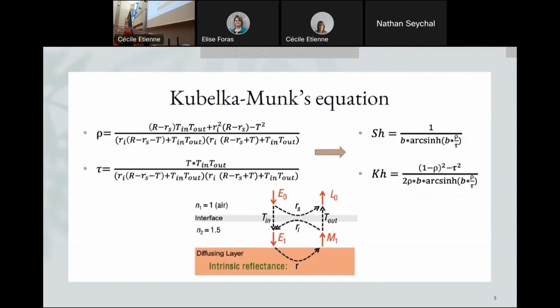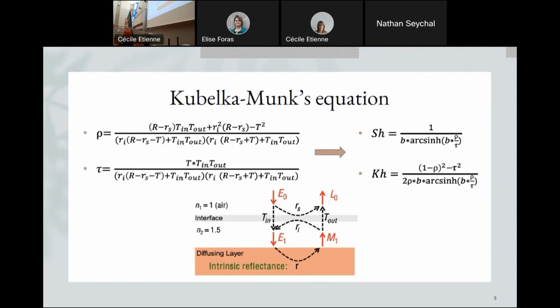So here, these are the equations that we used to go from our measurement of R and T to K and S. We adapted those equations with suitable values to describe the medium, and it gave us S and K. Actually, it gave us S times the thickness and K times the thickness, and we just measured the thickness with a micrometer.